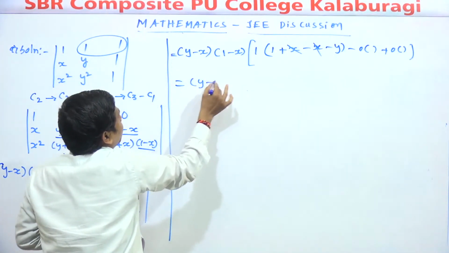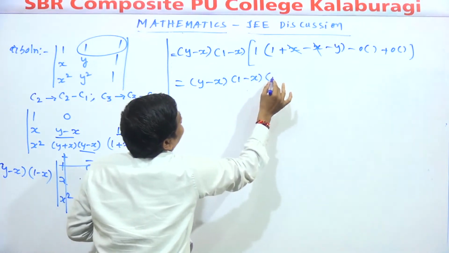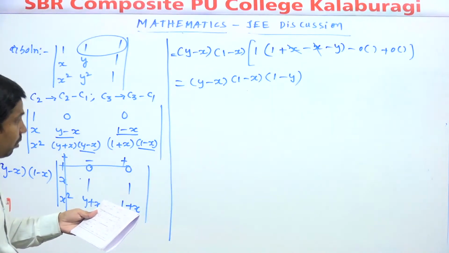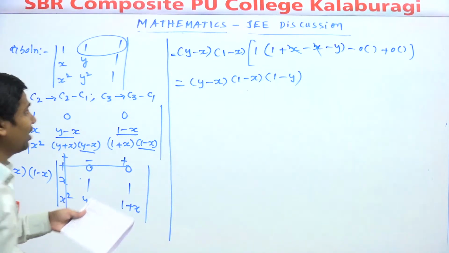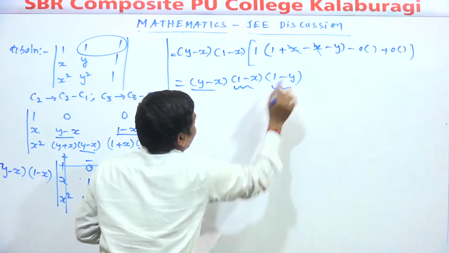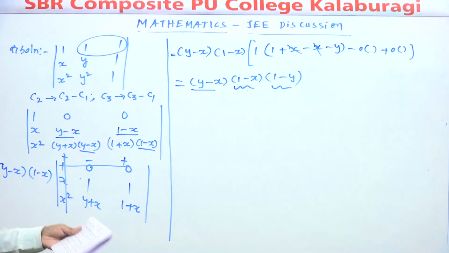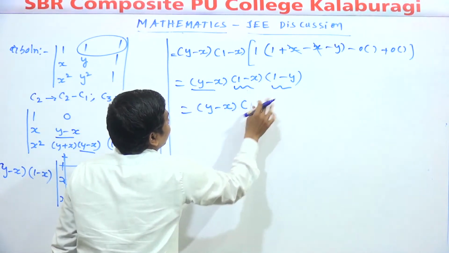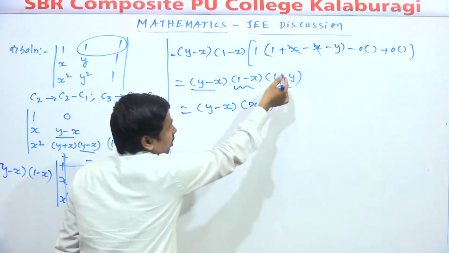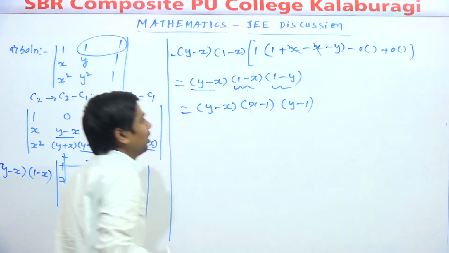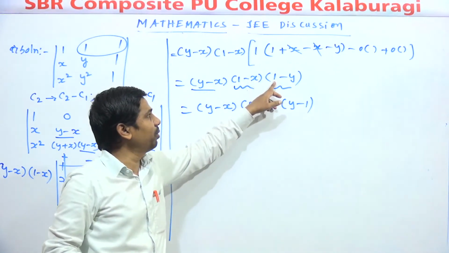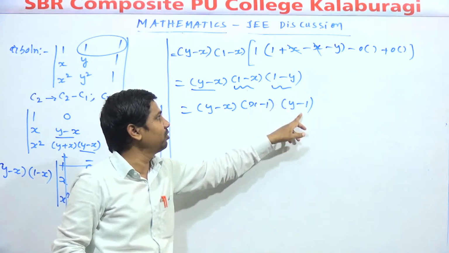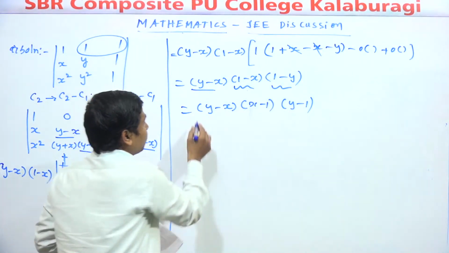So what is the result? (y − x) into (1 − x) into (1 − y). You can see 1 − x is there, but 1 − x and x − 1, and y − 1 is there. If I take minus common, (y − x) into (x − 1); here also minus is common, (y − 1). So here I take a minus common, here also minus common. 1 − x I can write as minus of (x − 1), 1 − y as minus of (y − 1), minus times minus is plus. So these are the factors I am getting.